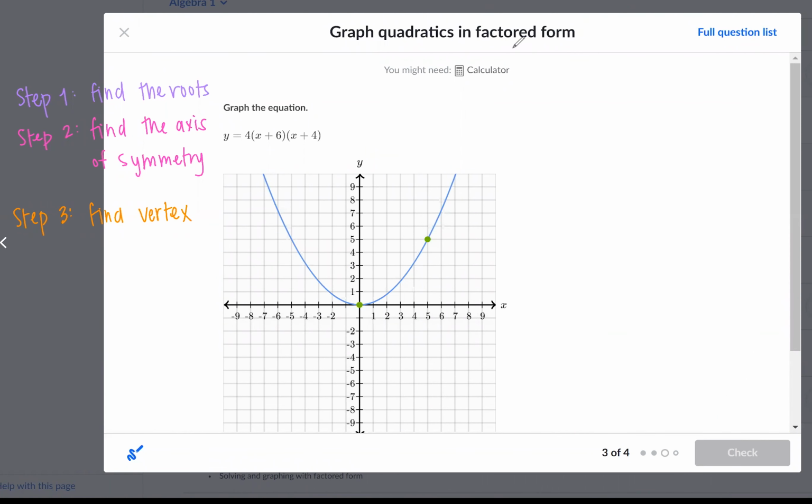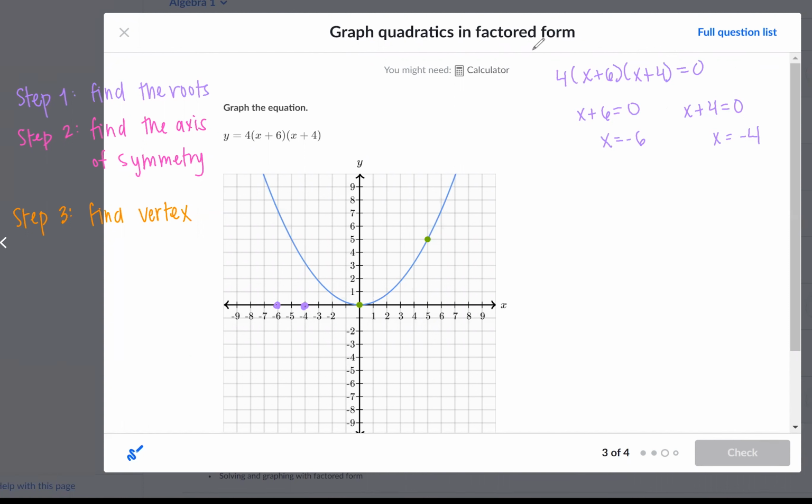Looking at another example, it's just the same. Find the roots. Find the x-intercepts. So I set this equal to 0. 4 isn't 0, but x plus 6 could be 0, and x plus 4 could be 0. Subtracting 6 on both sides, I would get -6, and subtracting 4 on both sides, I would get -4. So my x-intercepts are -6 and -4.